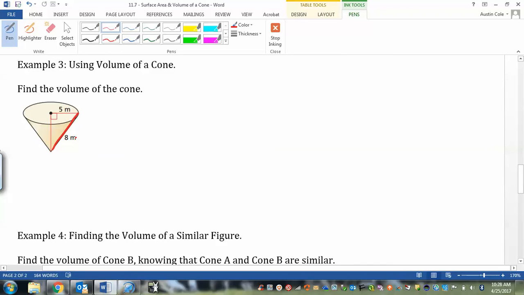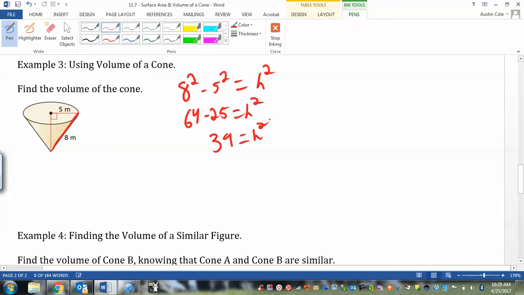Pythagorean theorem. So 5 squared plus h squared equals 8 squared, right? I just went a step ahead. I subtracted 5 squared from both sides. So 8 squared minus 5 squared, you get 64 minus 25 equals h squared. That's going to give you 39 equals h squared.